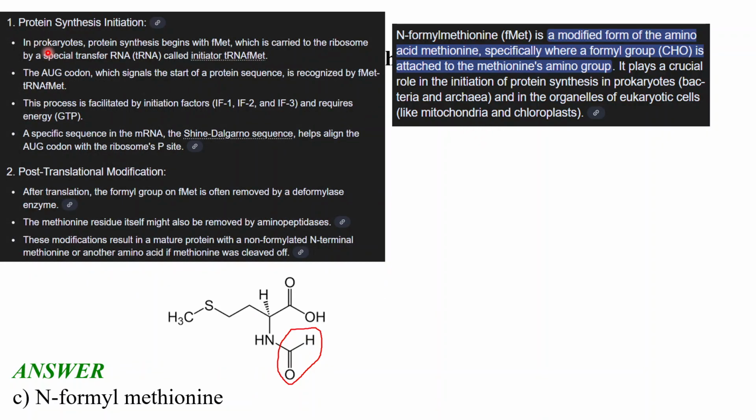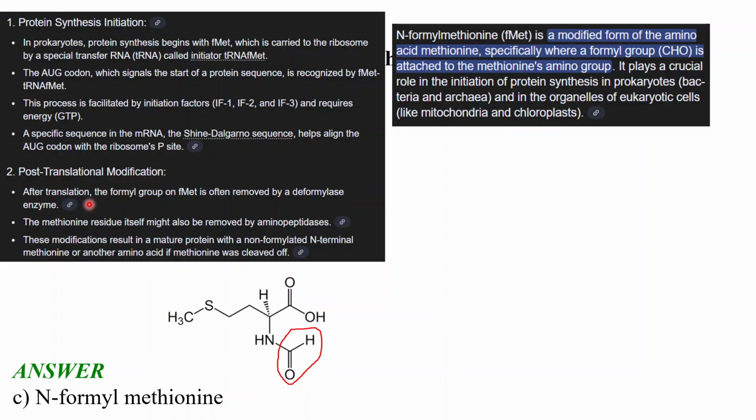Protein synthesis initiation in prokaryotes: protein synthesis begins with F-met, which is carried to the ribosome by a special transfer RNA, or tRNA, called initiator tRNA F-met. The AUG codon, which signals the start of the protein sequence, is recognized by the F-met tRNA. The process is facilitated by initiation factors like IF1, IF2 and IF3 and requires energy, which it gets from GTP. A specific sequence in the mRNA, the Shine-Dalgarno sequence, helps align the AUG codon with the ribosome's P site.